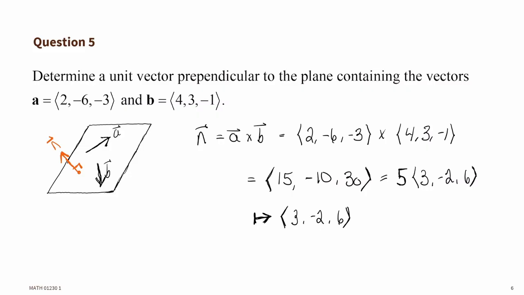Is it unit? Which means now we have to make it unit. How do we do that? By the magnitude. Again, be careful with the terminology. Divide each term by the magnitude. Multiply the vector by the reciprocal of the magnitude. So it would be n hat equals 1 over the magnitude of n times n.